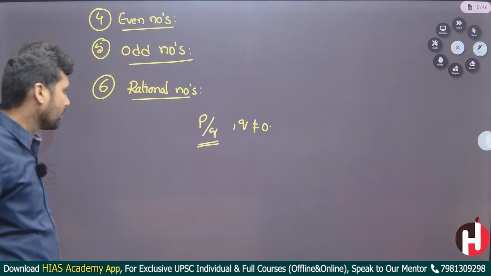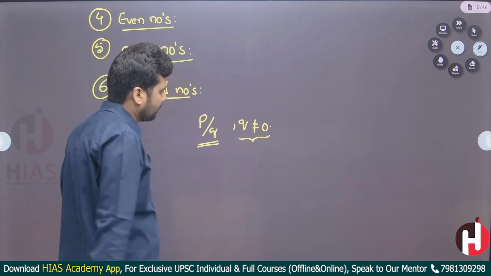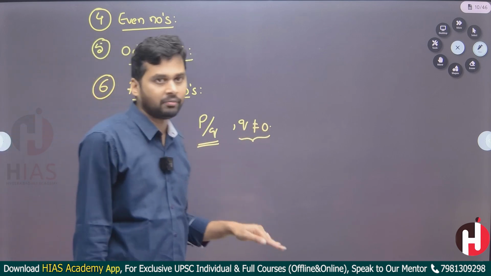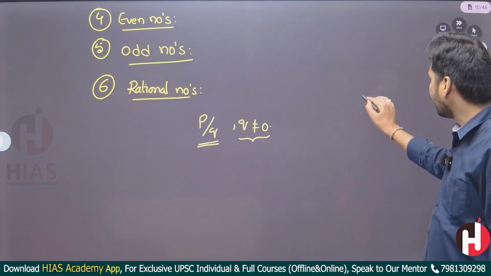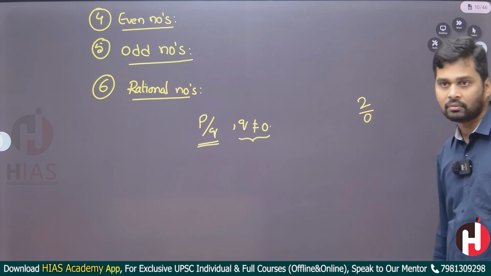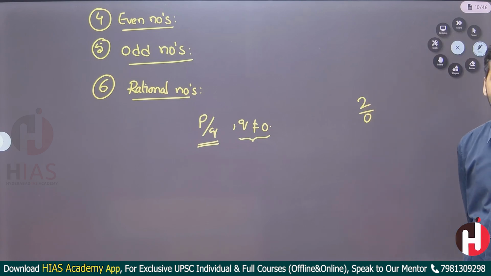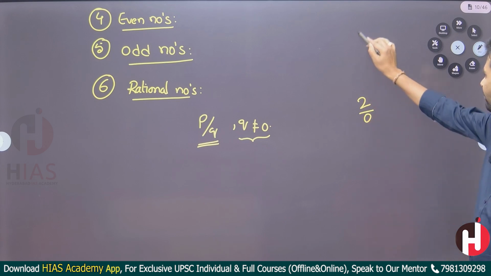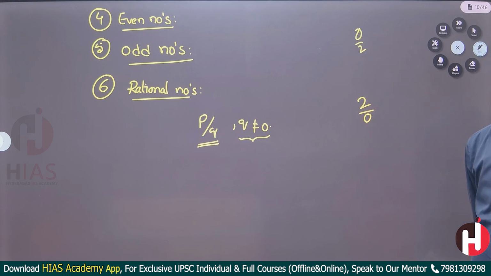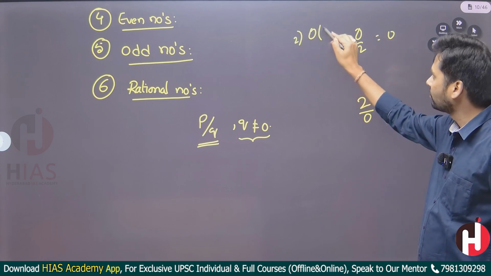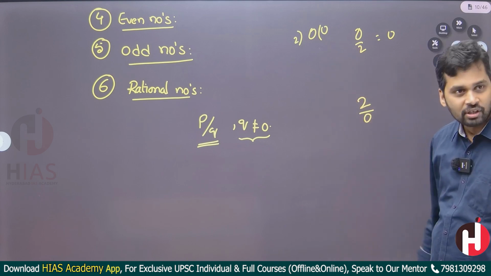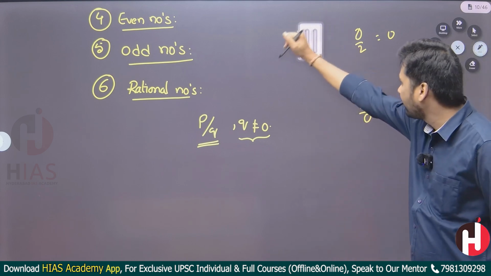Okay. Here it is mentioned that Q not equal to 0, which means the denominator part should not be equal to 0. Why? What happens if the denominator is 0? What is 2 by 0? All answers are wrong. First you tell me, 0 by 2 is how much? 0 by 2 is 0, which means when you divide 0 with 2, the quotient is 0. Alright, so 0 by 2 is 0.